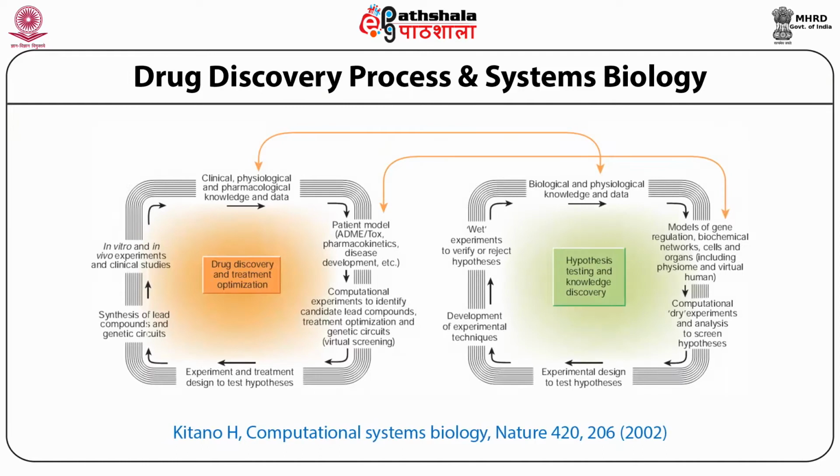As one of the applications, the flowchart describes the drug discovery process and associated systems biology that could be involved in a drug discovery process. So we can have two interacting phases: drug discovery and treatment optimization, and hypothesis testing and knowledge discovery. So these two interacting processes can aid in efficient drug discovery, as well as in efficient patient-specific drug administration and dosages.